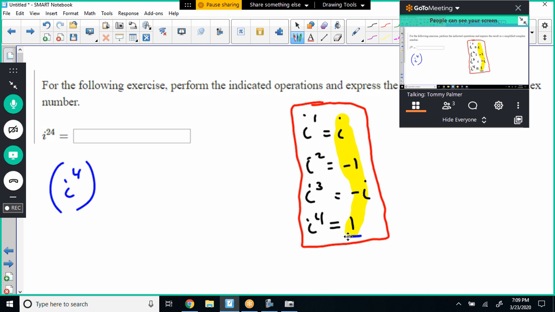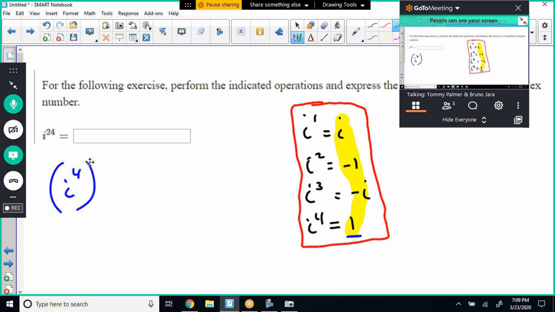So what we're going to end up doing is raising the number 1 to some power. And if you know, 1 raised to any power is 1, period, because 1 times 1 times 1 times 1 times 1 is always 1. So the first thing that I do is go, okay, how many times will 4 go into 24?